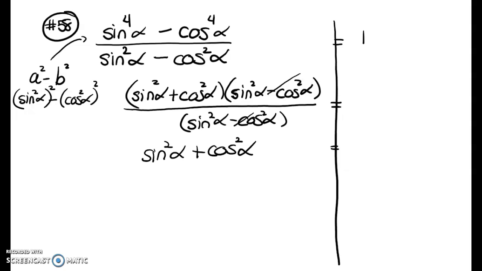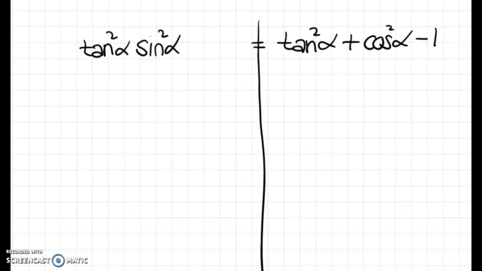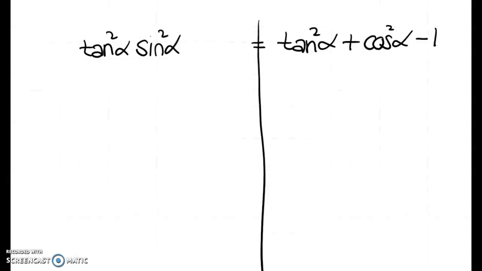And now you can see this is a Pythagorean identity. Sine squared alpha plus cosine squared alpha equals 1. I know this side equals 1. A nice Pythagorean identity. Awesome. So we are done. So what looked really complicated ended up not being complicated. We probably have time for one more, and then I'll start another video.